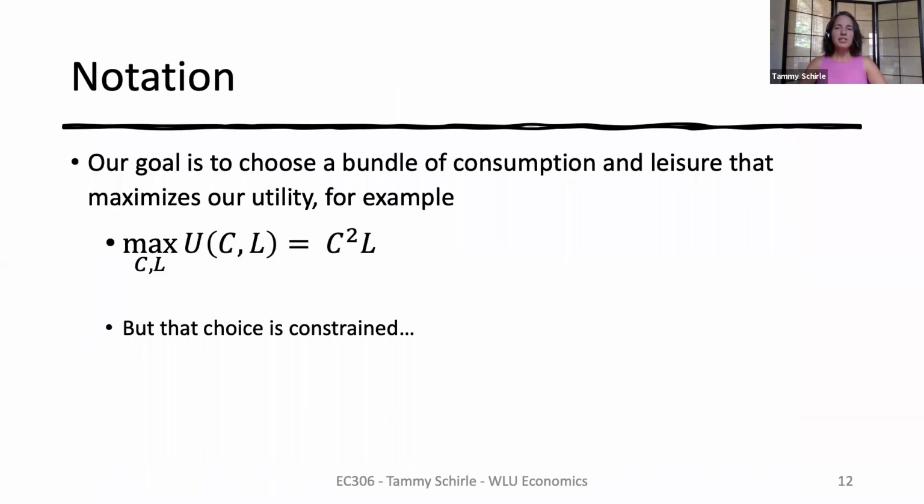Now, when we return to this more formally, we'll be looking at something like this. The story here is that people want to be as well off as possible. They want to maximize their utility, and they will choose the bundle of consumption and leisure that will do that. We'll use a function to characterize how the choice of consumption and leisure translates into utility. I've provided a really simple example here with C squared L.